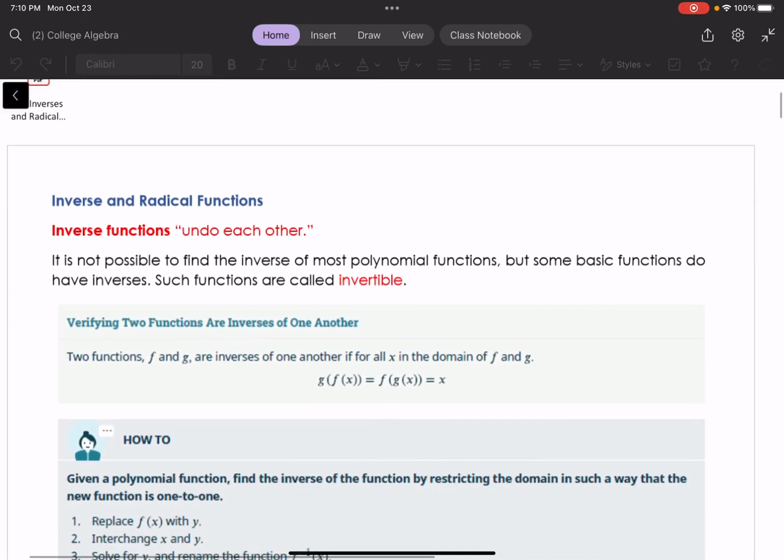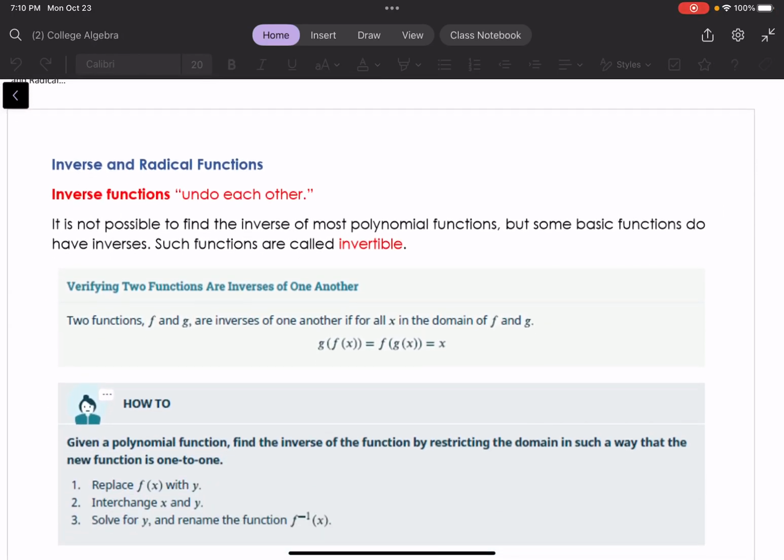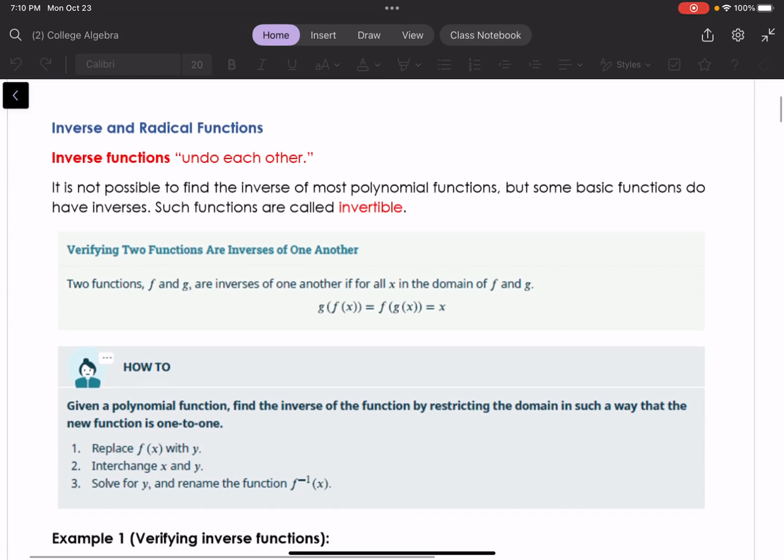All right, everybody. So this is section 5.7, inverse and radical functions. A lot of this section will pull together things that we've done previously. In short, inverse functions undo each other, right? Like we've had some work with these before. It's not possible to find the inverse of most polynomial functions, but some basic functions do have inverses that we can find. Such functions are called invertible.